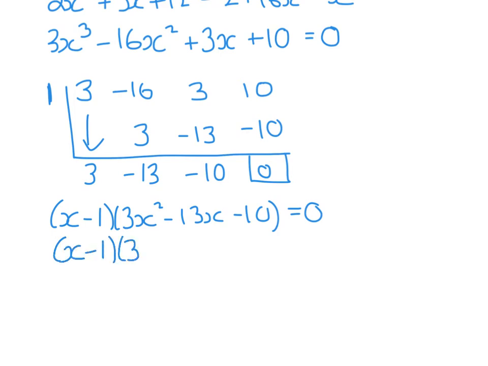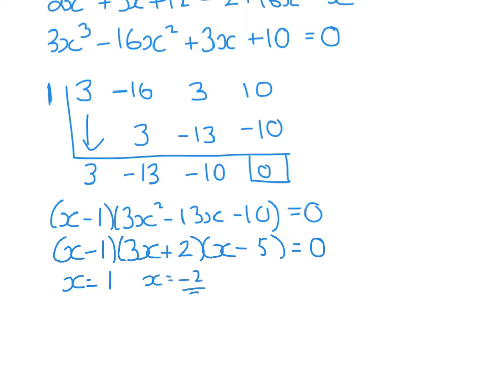So it's going to be a 3x and an x. Now you'll all have different ways of doing trinomials. Numbers that multiply to 10 are 2 and 5. If I put the 5 there, that'll give me minus 15. And I put a 2 there, that'll give me plus 2. That works. So from there, I know that x equals 1, x equals negative 2 over 3, and x equals 5.